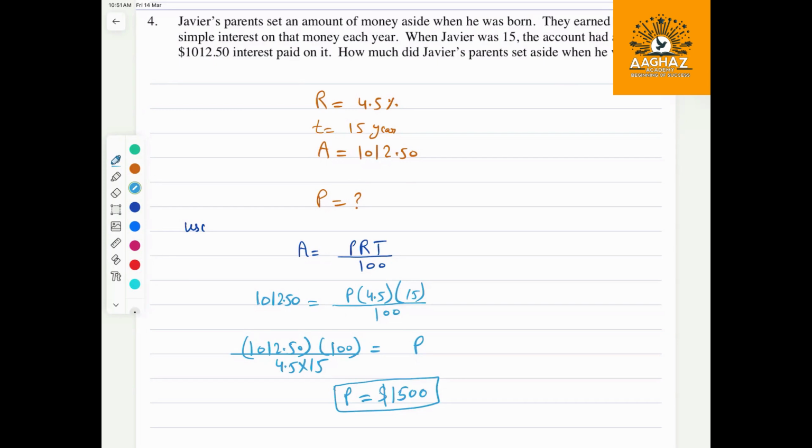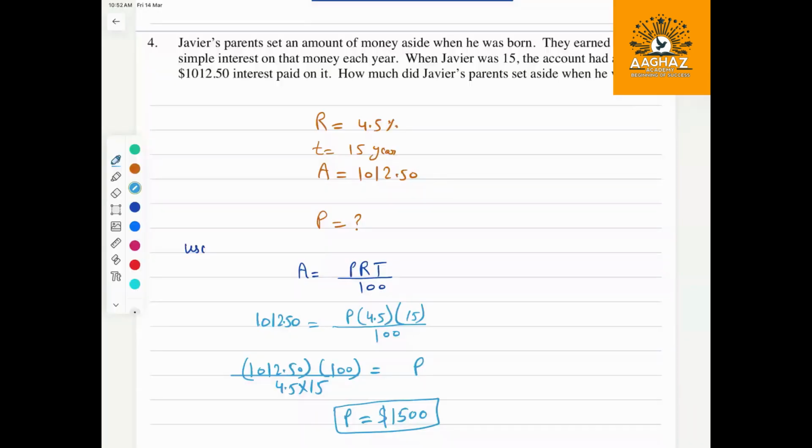Okay, so see this question. If you have any problem, you can tell me. In this question, you can see that it's not a total amount. He says here that the account had a total of this interest paid on it. Okay, so 1012.50 is a total interest value, not the total amount, it is interest.